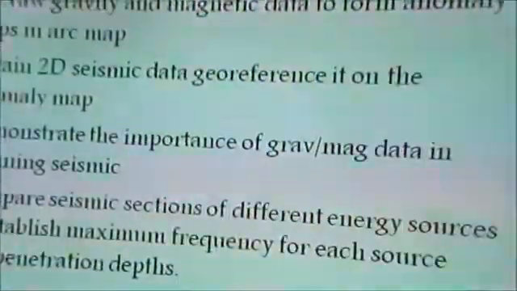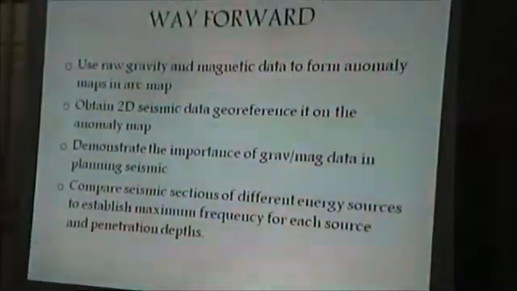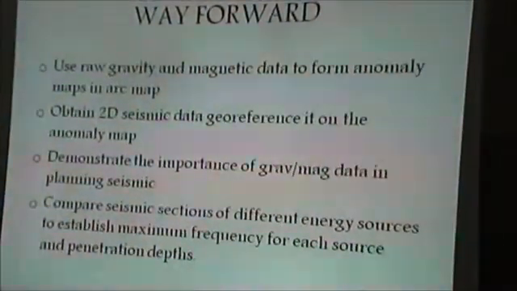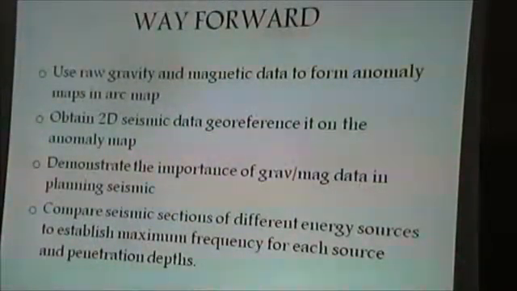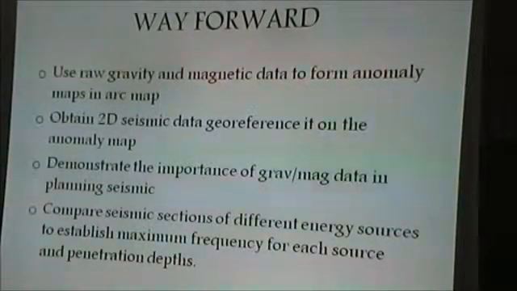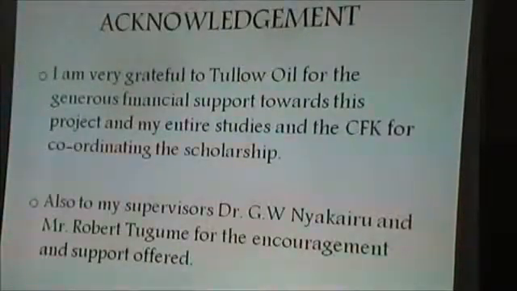Way forward. We are going to use zero gravity and magnetic data from EA2 to come up with an anomaly map. Then the existing 2D seismic will be superimposed on the anomaly map to demonstrate that gravity and magnetic data can be used in planning seismic, and thus to minimize environmental impacts. Then a comparison of seismic sections of different energy sources will be done to establish the maximum frequency per source and the penetration depth of each source.